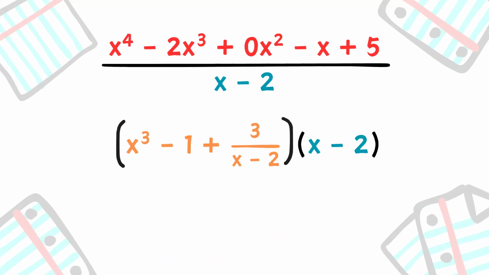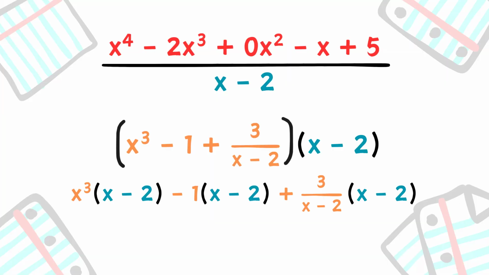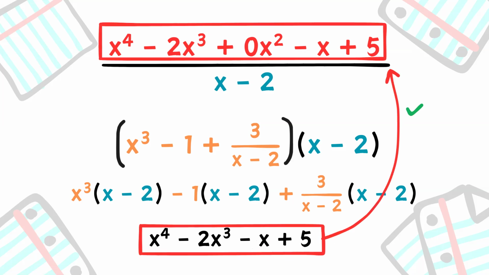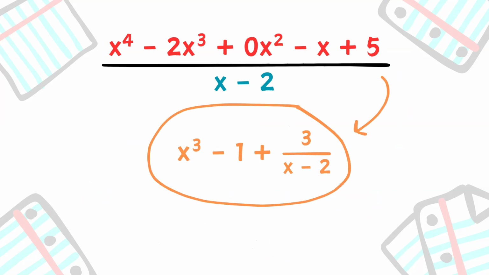Okay, let's check our work. We start by distributing the x minus 2. Distributing, we get x to the power of 4 minus 2x cubed minus x plus 2 plus 3. And combining like terms, we see that this equals the dividend. So our quotient is x cubed minus 1 plus 3 over x minus 2. Great work. You did fantastic.